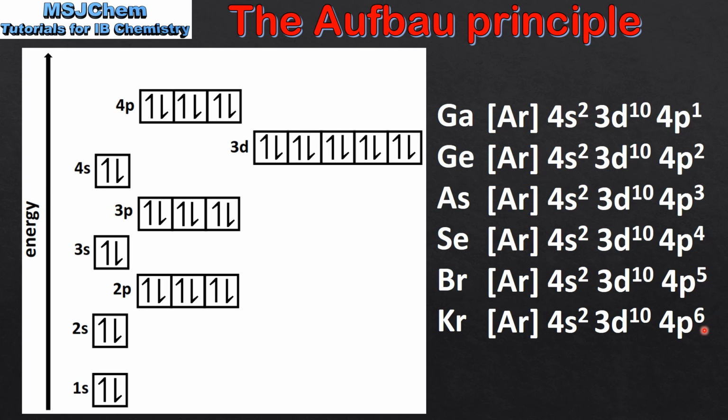So there you have the electron configurations of the first 36 elements in the periodic table.